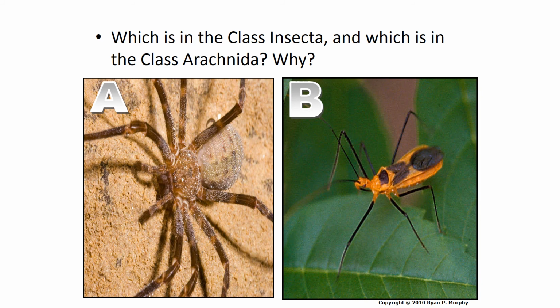And from here on to the end of the slideshow is kind of little mini quizzes that you have to figure out. Like this one example is asking you which one is showing class Insecta, which is class Arachnida, and think about why. So remember, you're looking at their body parts. Do they have 2 or 3 body parts? How many legs do they have? Those are the types of characteristics that you'll be looking for.